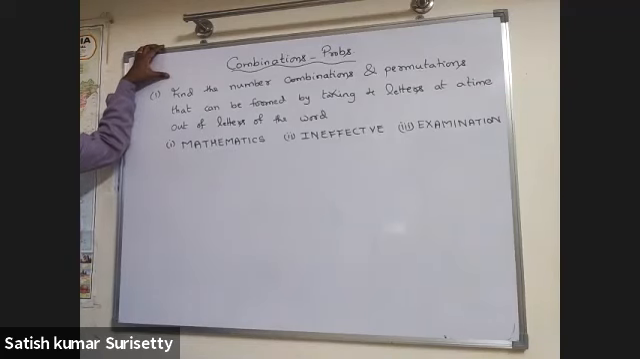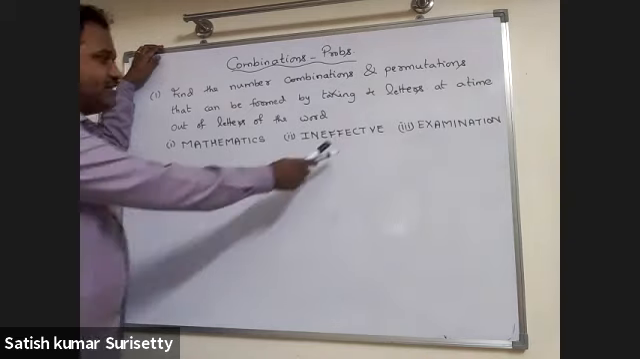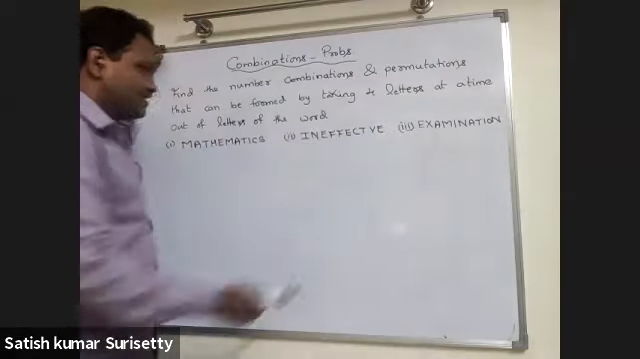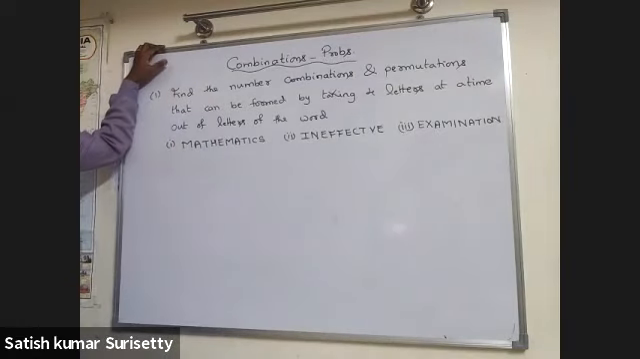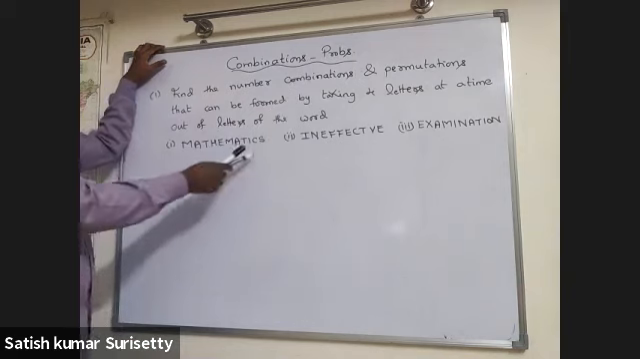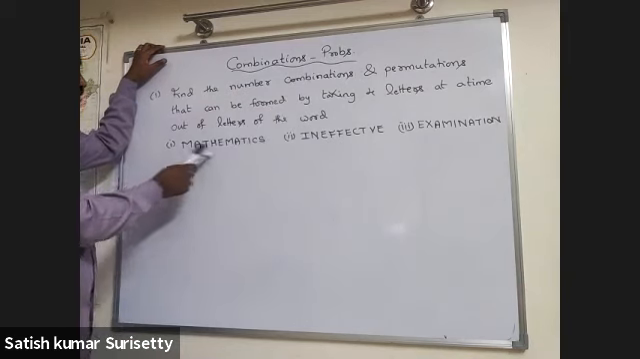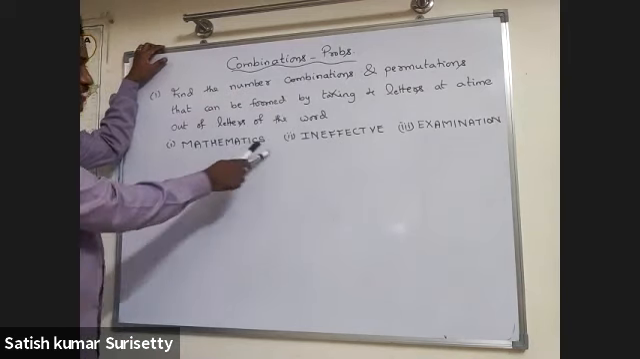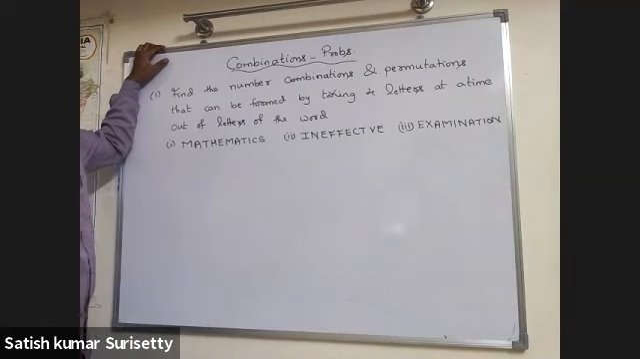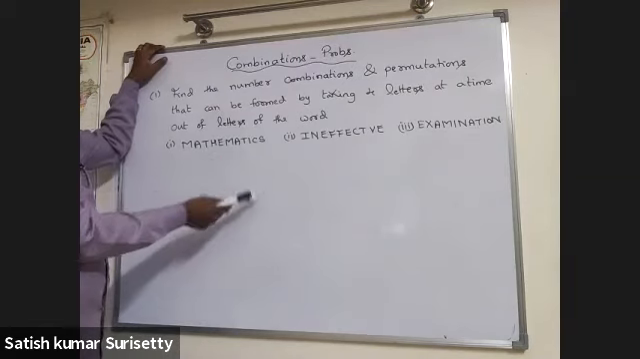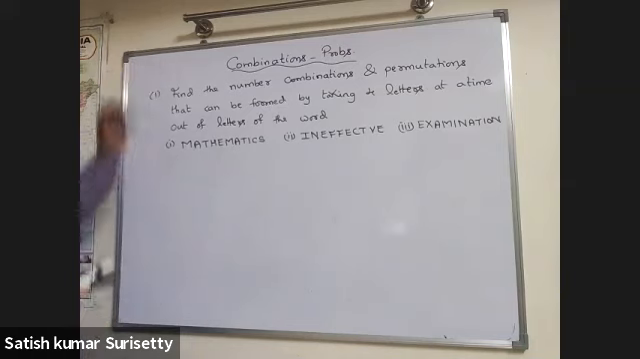Find the number of combinations and permutations that can be formed by taking 4 letters at a time out of the letters of the words: first, mathematics; second, ineffective; third, examination. Now, the meaning of combinations is you have to select how many ways 4 letters can be selected from the word mathematics, and permutation means how many words can be formed by taking 4 letters at a time.